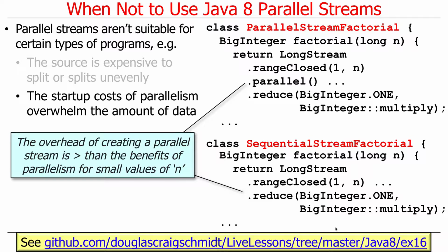Why is that? Because it takes a while to split the input up into chunks and then merge them all back together again. And that time is better spent, for small n, just doing the factorial computation. So you'd actually have to give a fairly large value of n for n factorial before you'd get a win by doing the parallel computation.